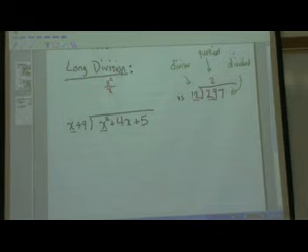Okay, but let's get back to the polynomial division problem. You divide the leading term of the dividend by the leading term of the divisor and basically reduce it. When you reduce x squared over x, you get just an x.